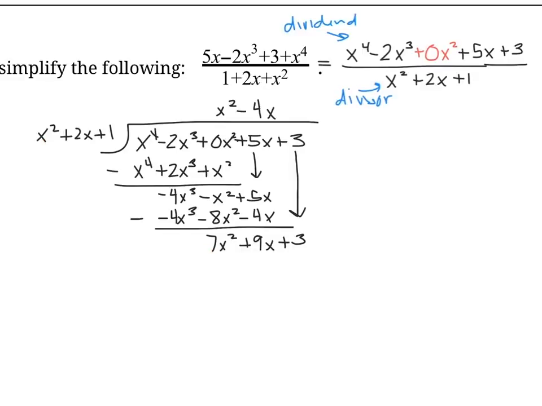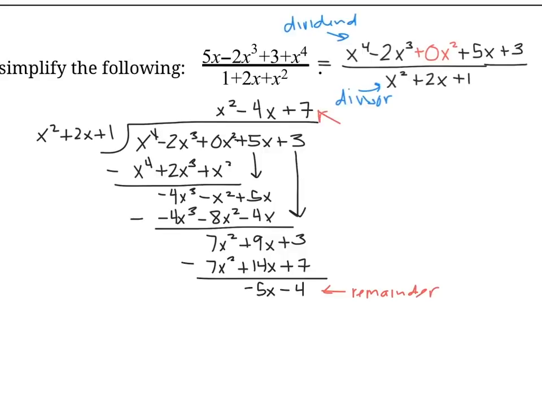X squared goes into 7x squared positive 7 times. Then we have 7 times x squared is 7x squared, plus 7 times 2x is 14x, and 7 times 1 is plus 7. So we're going to be left over with negative 5x minus 4. So our remainder is actually a linear expression. So here is our remainder. We've already labeled our dividend and divisor, but this guy is our quotient.